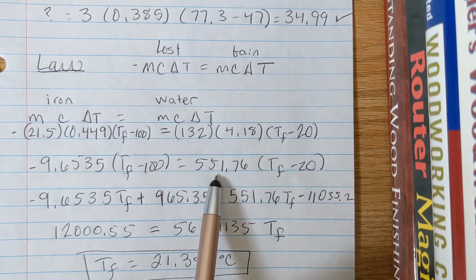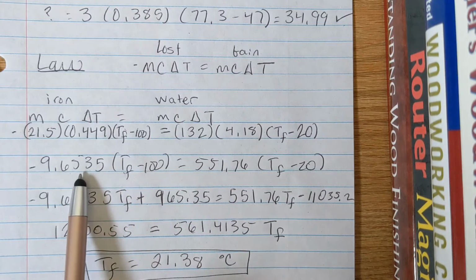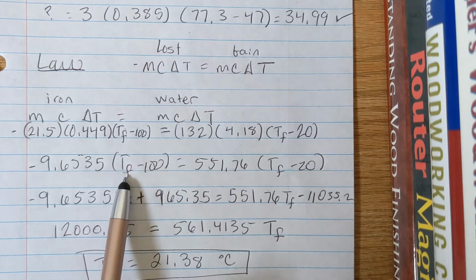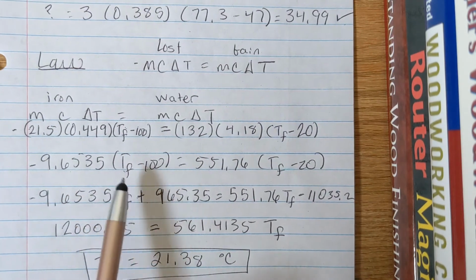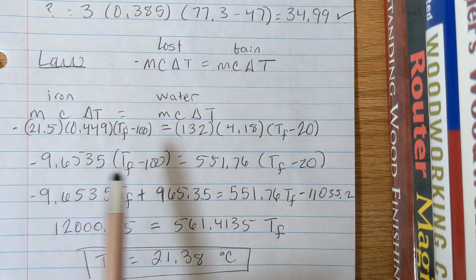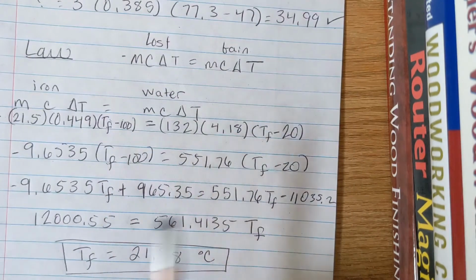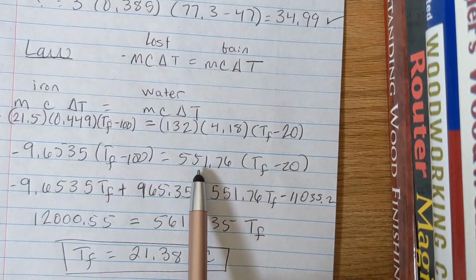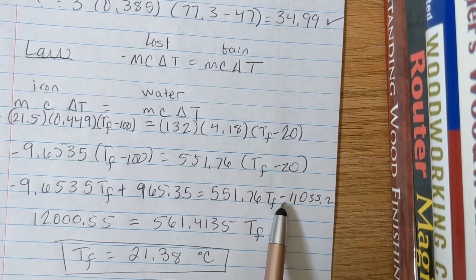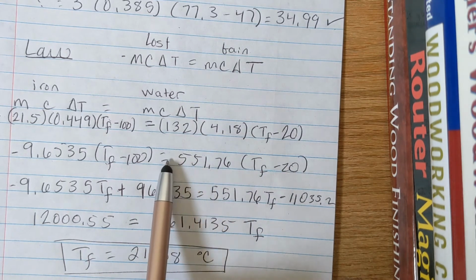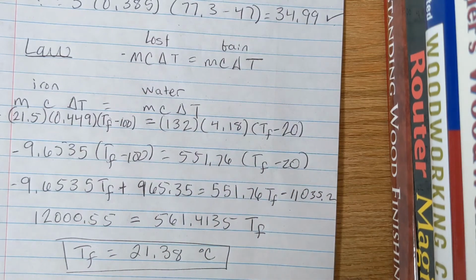That's where your 551.76 comes from. And then we have to distribute this 9.6 into your parentheses. So it's negative, because don't forget about your negative, times your TF, and then negative times negative gives you a positive. So that's why that's positive. And then on the other side, I have 551.76 TF, and then minus, because there is no extra negative. There's only one negative. So times these two, and you get 11,035.2.